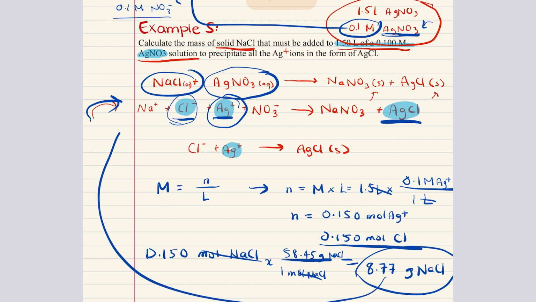Now we know how much sodium chloride we need, hence how much chloride ions we will have to react with just the silver ions to precipitate fully in the form of silver chloride. All the chloride is going to react with all the silver to form the precipitate silver chloride.